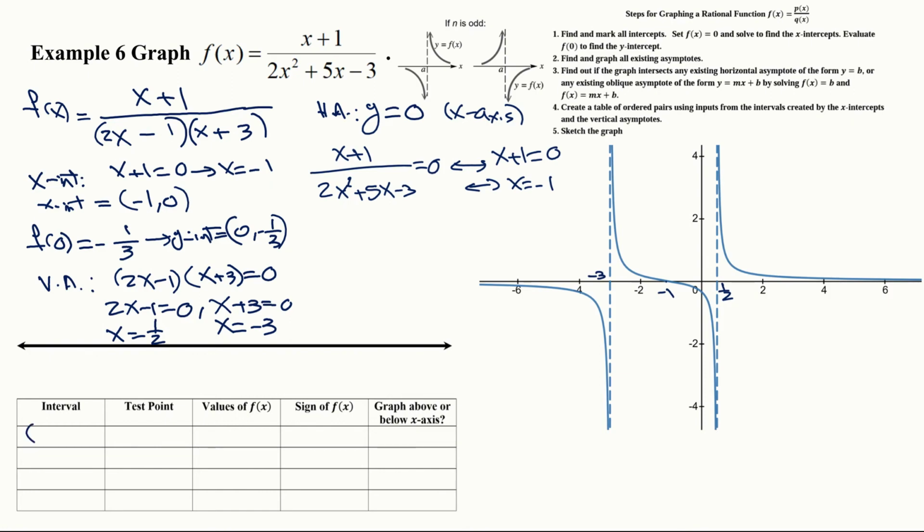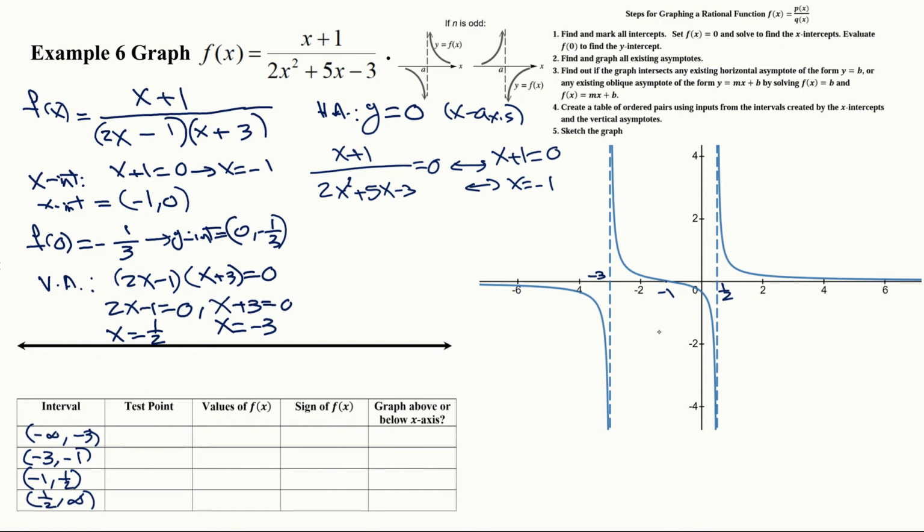So -infinity to -3, and then -3 to -1, and -1 to 1/2, and finally 1/2 to infinity, right? So for the zone from -infinity to -3, we can pick any number we want.